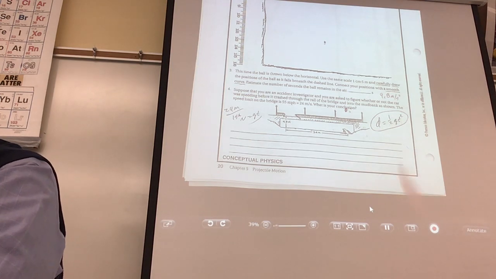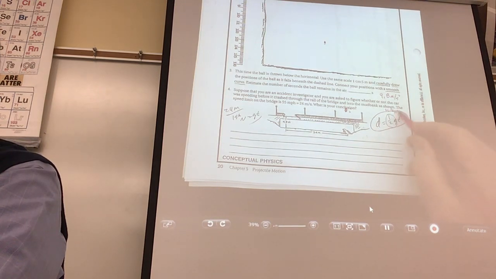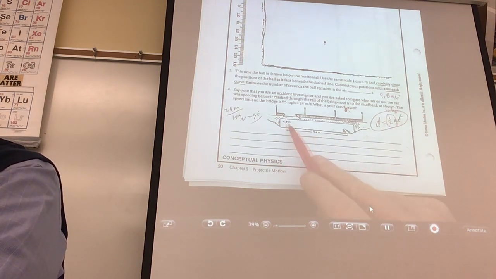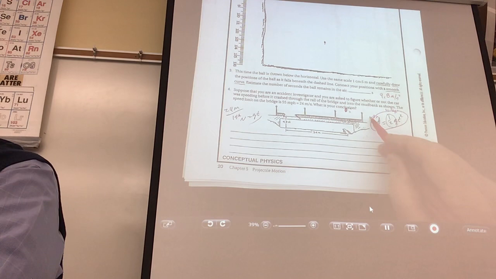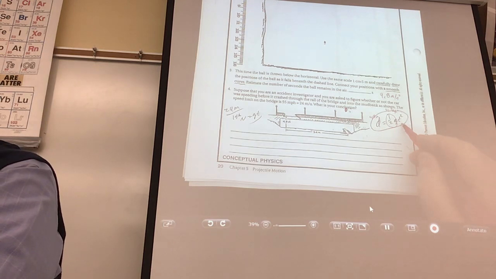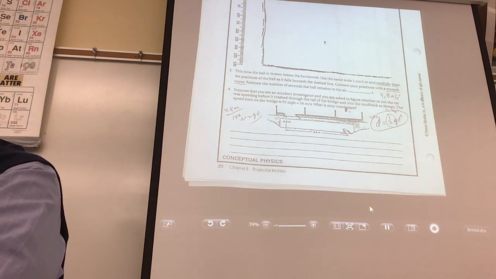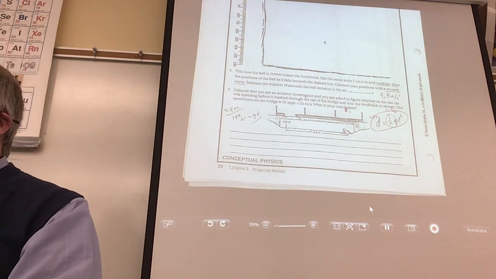I don't think so. Let's try it again. 1/2 g is 4.9 meters per second squared, and the distance was 4.9 meters. So if I divide both sides by 4.9, what's 4.9 divided by 4.9? And the square root of 1 is 1, isn't it? So how long was that car in the air? 1 second.